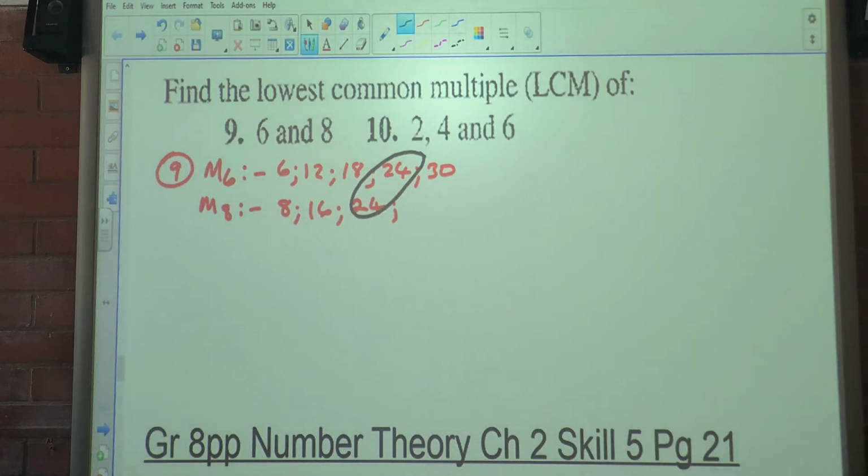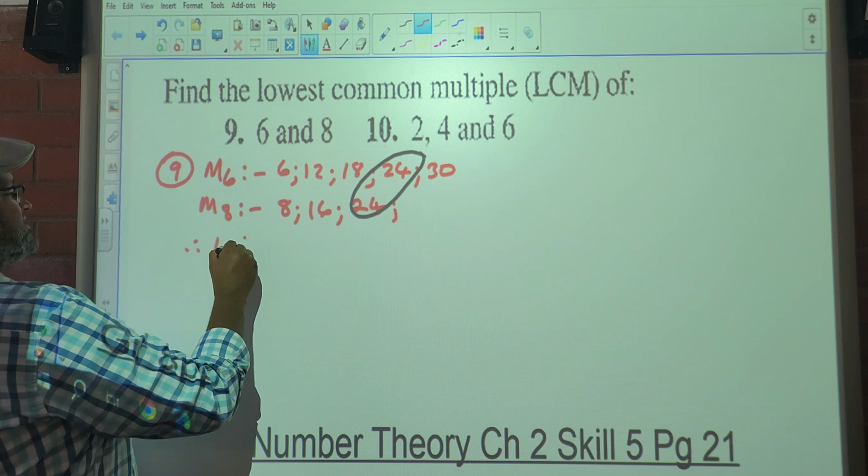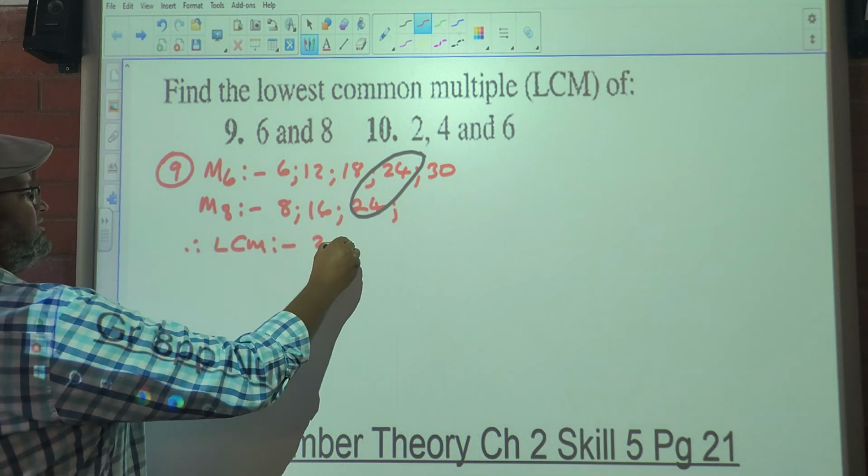Can you see that, people? Do I need to carry on? No. So therefore, your LCM or your lowest common multiple is 24.